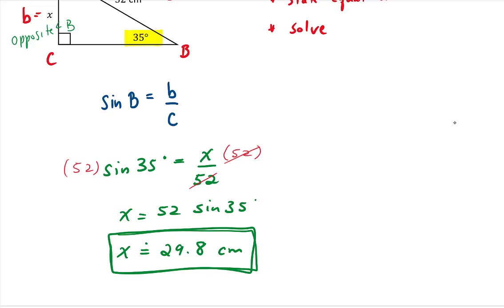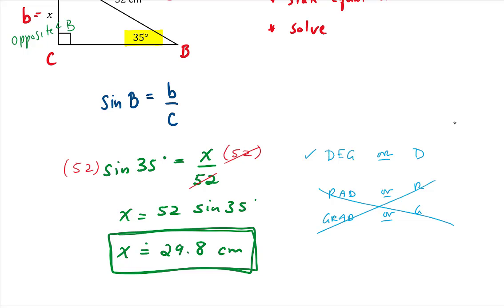If you did not get 29.8, it could be one of two problems. The first problem is your calculator needs to be in degree mode. On your calculator screen, you should see a DEG, or you should see a little d there. If you see those, then you're in the right mode. If you see rad or r, or if you see grad or g, you're in the wrong mode. If you're in the wrong mode, you need to change it to degree mode.